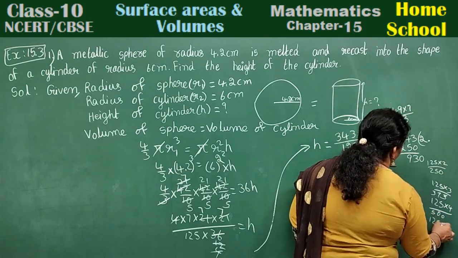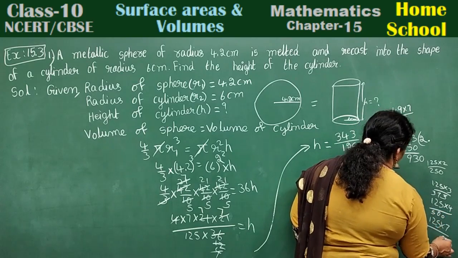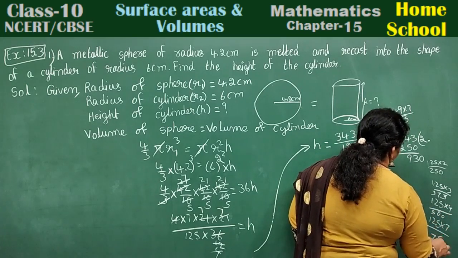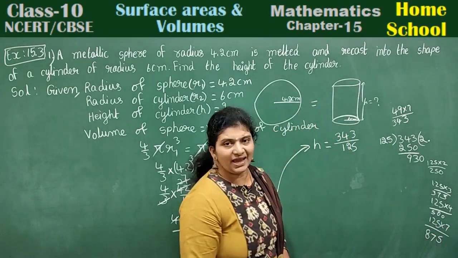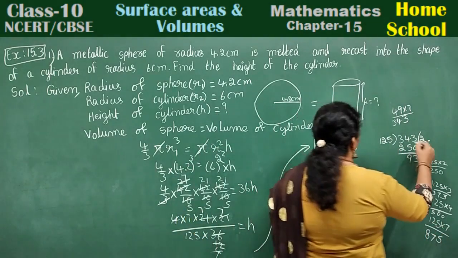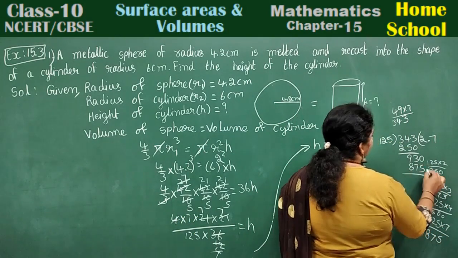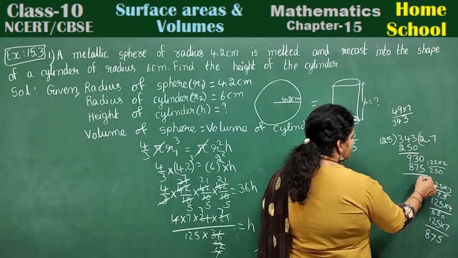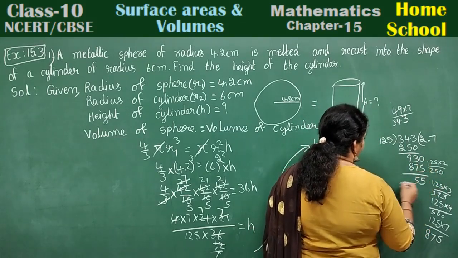500. 125 sevens: 7 fives are 35, 17... 875. Okay, I think it will be 875. Let me take here 125 sevens are 875. Again subtract this. 10 minus 5 will be 5. 12 minus 7 will be 5.